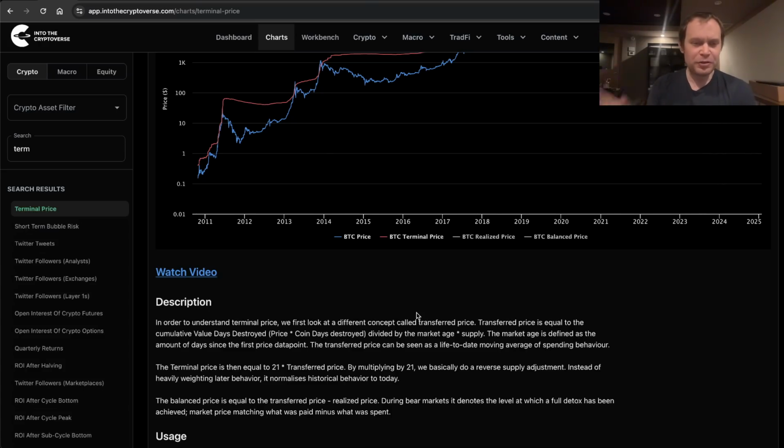So, we first must understand a concept called transferred price. Now, we're still going to have definitions nested within definitions, but the transferred price is simply equal to the cumulative value days destroyed divided by the market age times supply. Now, value days destroyed is defined as price times coin days destroyed. Clear as mud, right? But we can actually go define coin days destroyed, right?